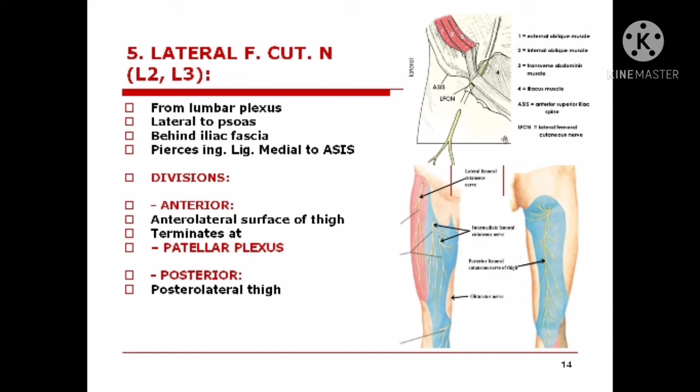The anterior branch supplies the anterolateral surface of the thigh and terminates along with the other branches in the patellar plexus. Its posterior branch supplies the posterolateral aspect of the thigh.